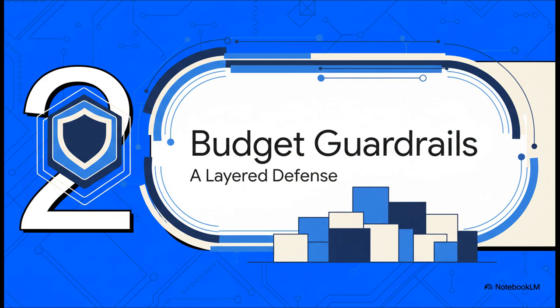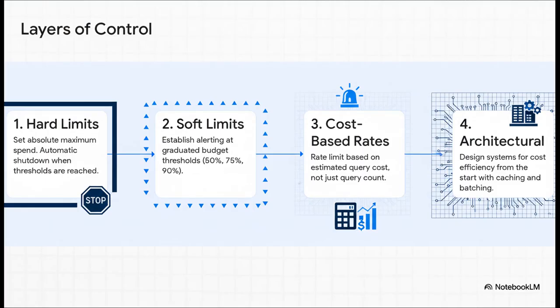Okay, so how do you stop this from happening to you? I mean, you can't just pull the plug on your AI projects. The answer is to build a smart, layered defense. We're talking about putting up some serious budget guardrails for your AI operations. A really solid strategy is going to need all four of these layers. First, you've got the emergency brake, your hard limits. These are the absolute, non-negotiable, stop-everything-now cutoffs. Then, you've got your early warning system, soft limits, and alerts that tell you when things are getting a little heated. Next, you get more sophisticated with cost-based rate limiting, which slows down really expensive requests. And finally, you have architectural controls, which is about designing for efficiency from the very beginning.